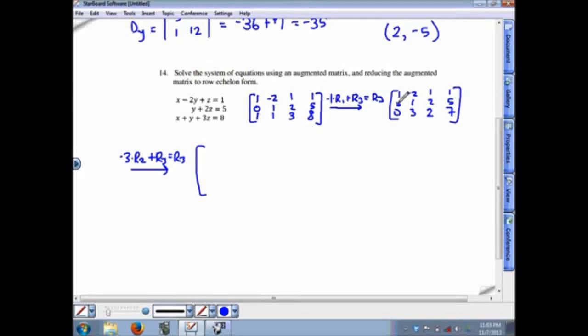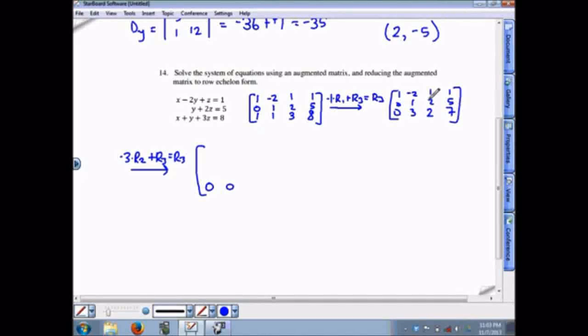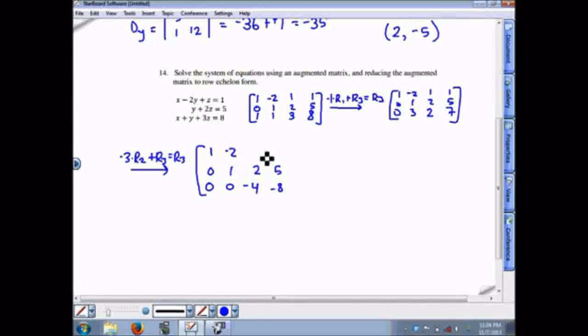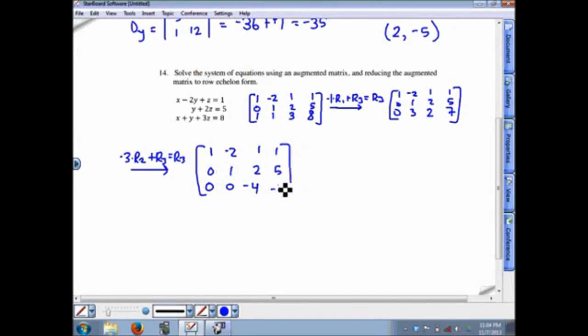So negative 3 times this 0 plus that 0 is still 0, so we have a 0. Negative 3 times 1 is negative 3, plus 3 is 0. Negative 3 times 2 is negative 6, plus 2 is negative 4. Negative 3 times 5 is negative 15. Negative 15 plus 7 is negative 8. Now this bottom row has a 0, 0, and a negative 4 and a negative 8.